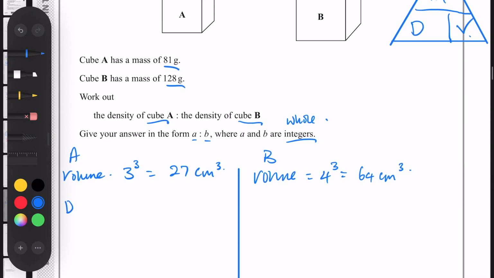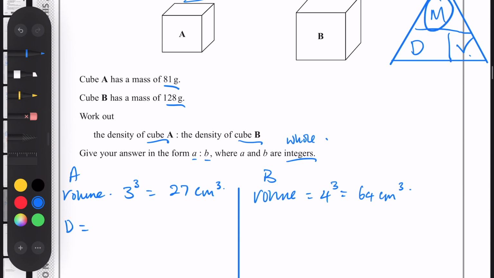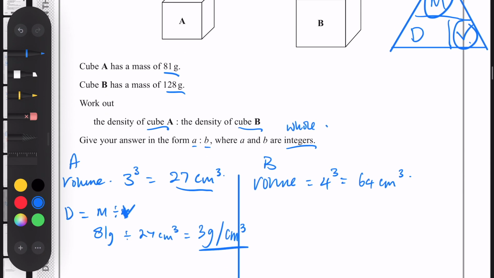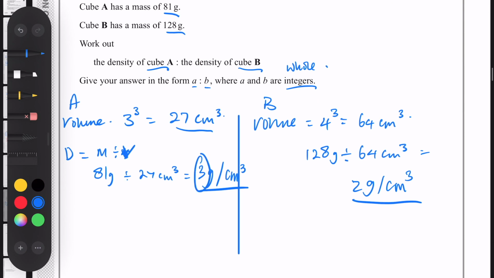And your density is your mass divided by your volume. So it would be 81 grams divided by 27 centimeters cubed, which will give you 3 grams per centimeter cubed. And for B, it will be 128 grams divided by 64 centimeters cubed, which will give you 2 grams per centimeter cubed. And the ratio is therefore 3 to 2.